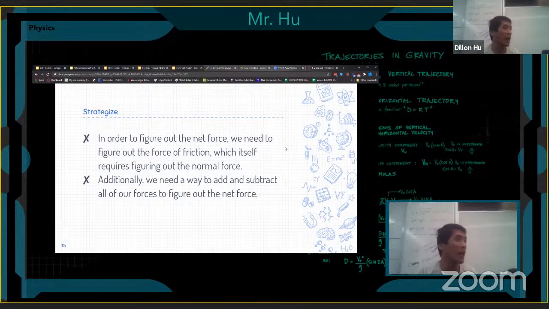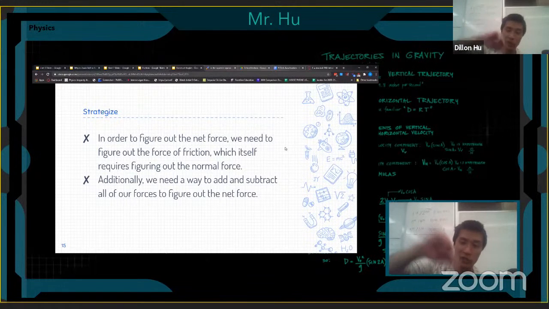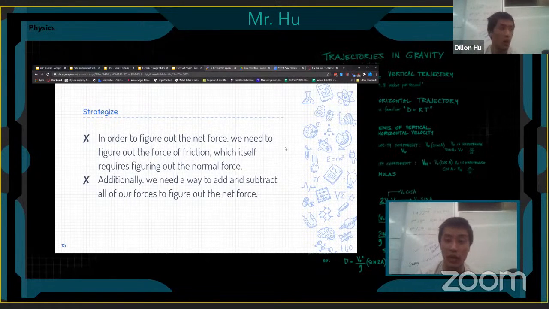So here's how I like to strategize. In order to figure out the net force, we definitely need to figure out the force of friction. Why do we need to figure out the force of friction? Because we know that it's parallel to the direction of motion. We know that it's going to be slowing down the truck. So we definitely need to figure out the force of friction.